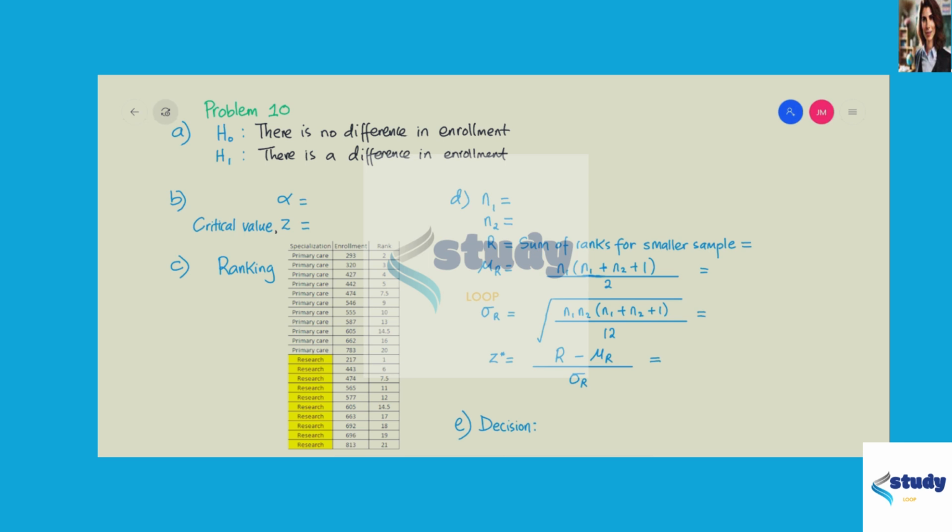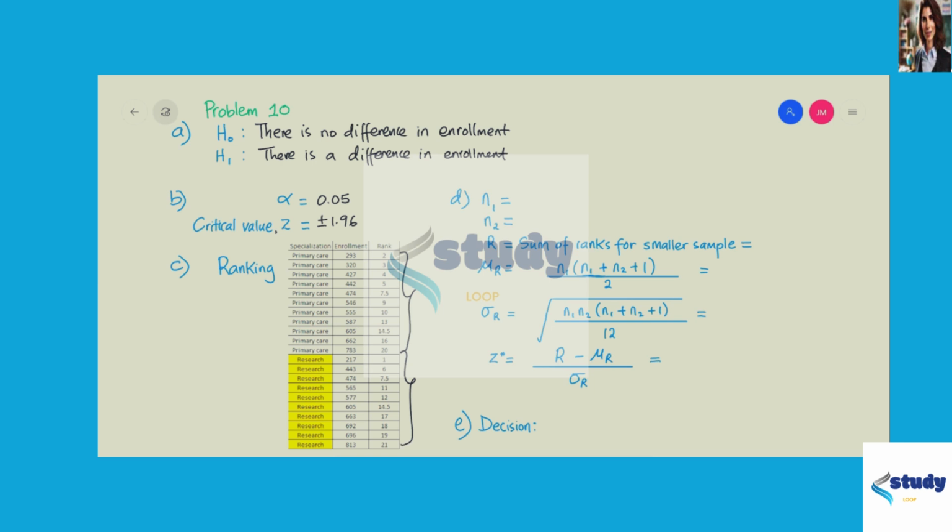Next, we give the critical value of z, and in our case, since the level of significance alpha is 0.05, the critical value will be plus or minus 1.96. The data has been ranked in this order. You can see for the primary care, these are the ranks, and for the research institutions, these are the ranks.